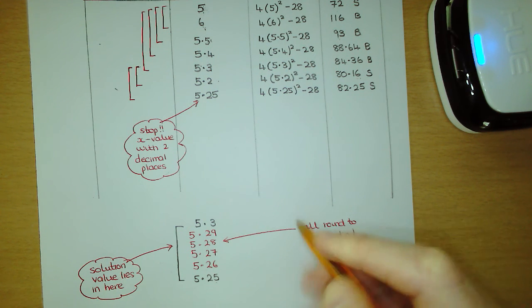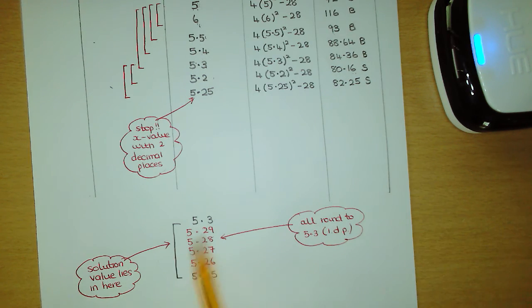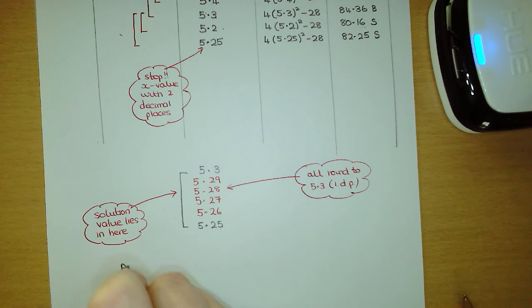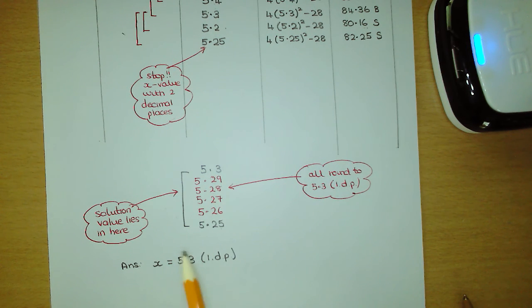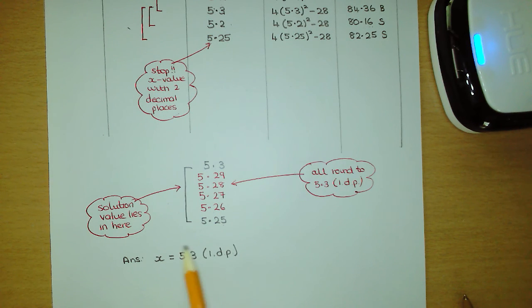Now, if all the values between 5.25 and 5.3 round to 5.3 to 1 decimal place, and the solution value also lies in here, then the solution value must also be 5.3 to 1 decimal place. So our final answer, the solution value is x equals 5.3, to 1 decimal place. Now again, what that means is we have found the solution value to 1 decimal place, which gives us the closest output to the target number.